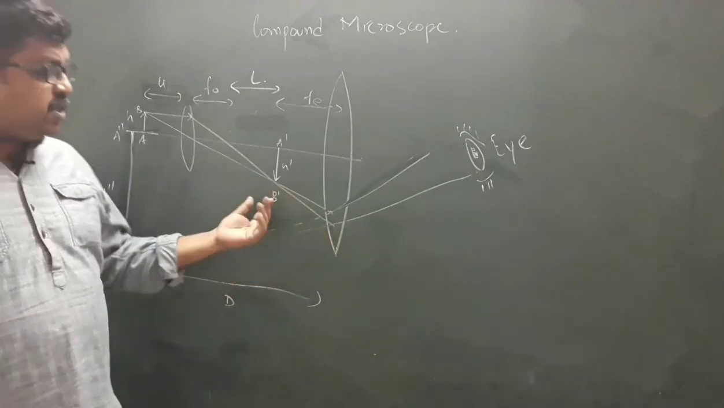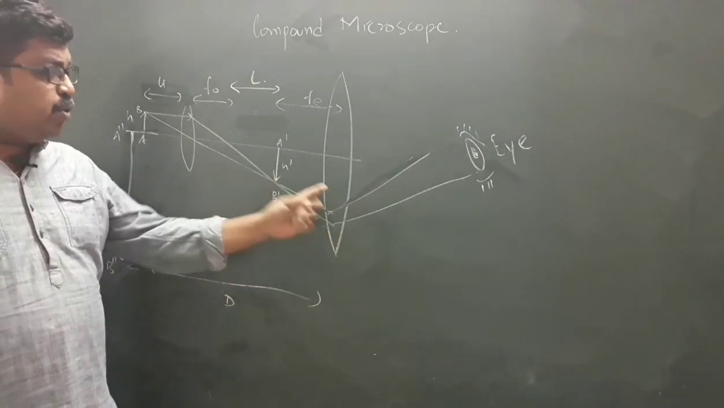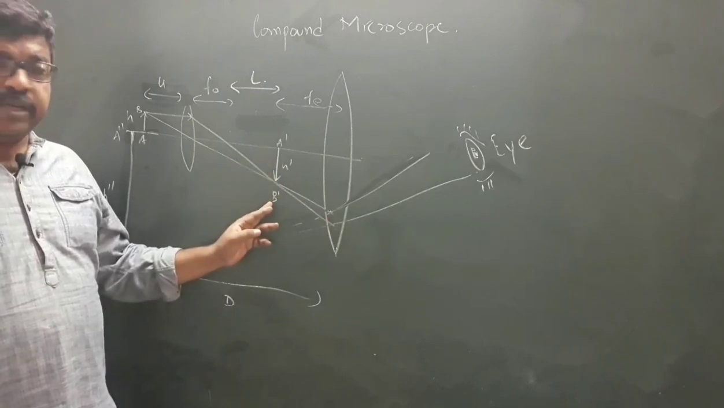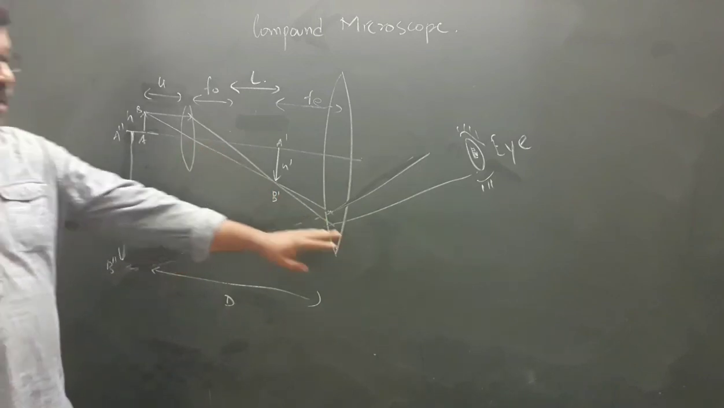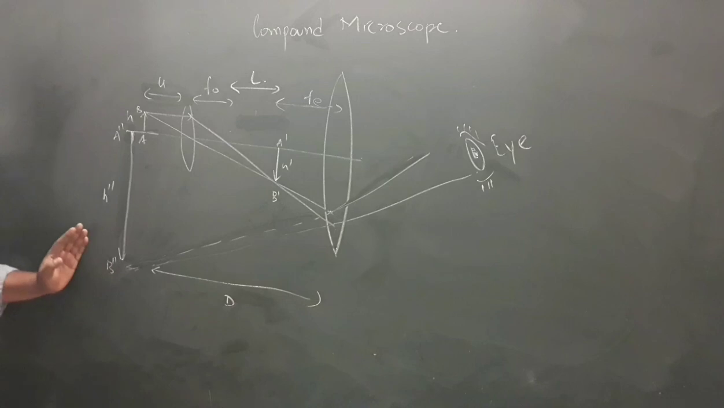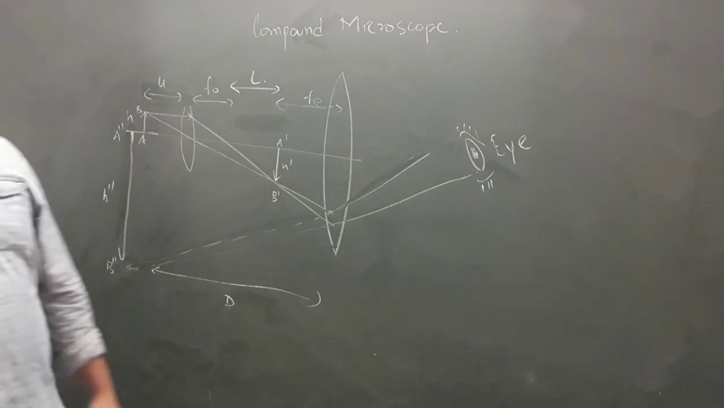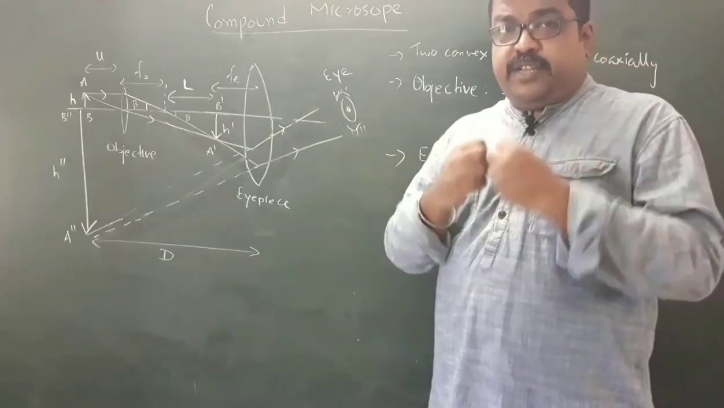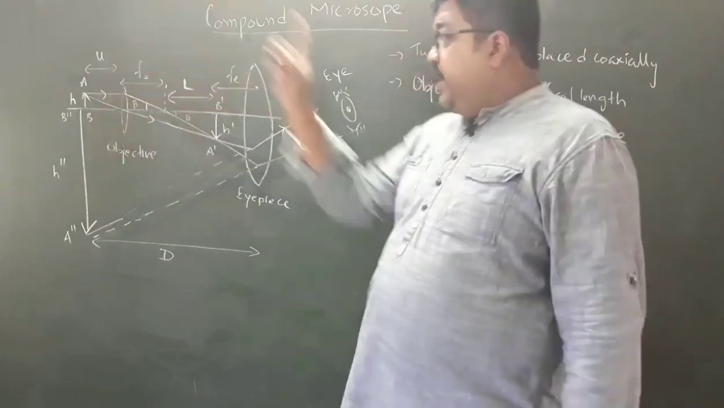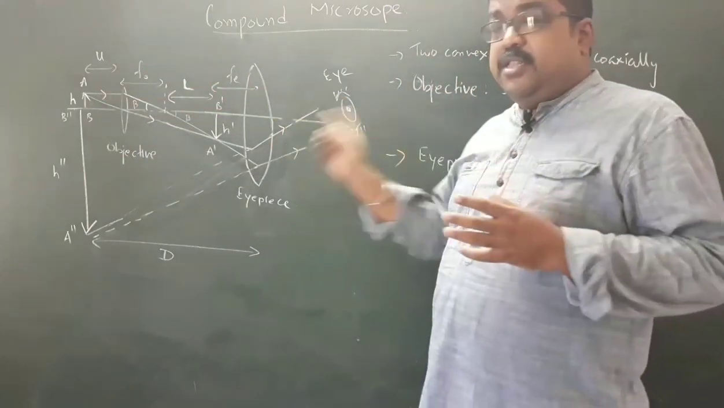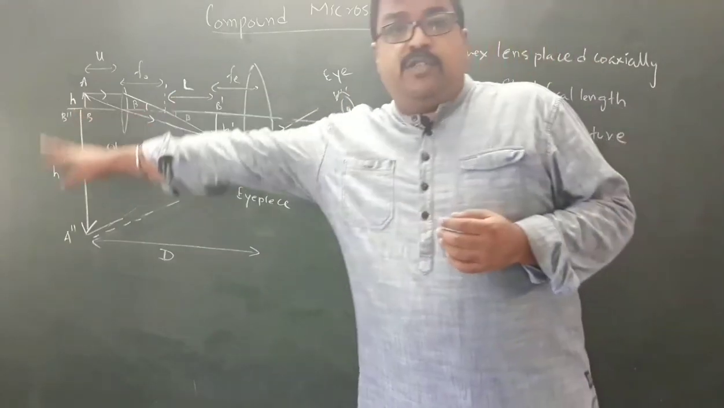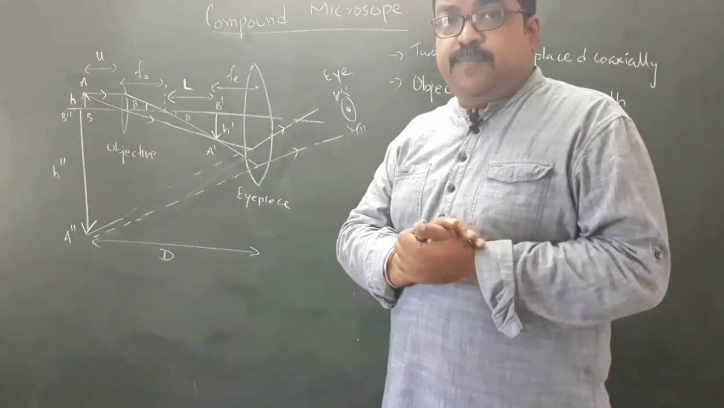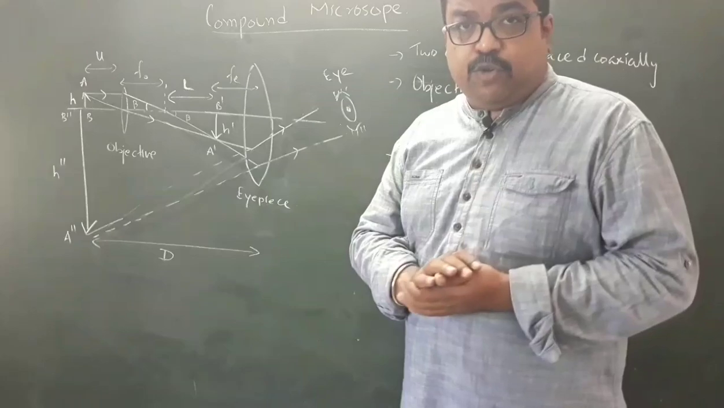Now the position of this image is such that it is near the pole and the focus of the eyepiece. So it is near the focal plane of the eyepiece, and the final image by the eyepiece is virtual and magnified. So this is the final image formed by the eyepiece. This is the compounding action of the microscope. Objective, as the name suggests, means this lens is near the object, and eyepiece, as the name suggests, is near the eye. So the final image will be observed through the eyepiece, and the object will be observed through the objective. So this is the structure of the compound microscope.